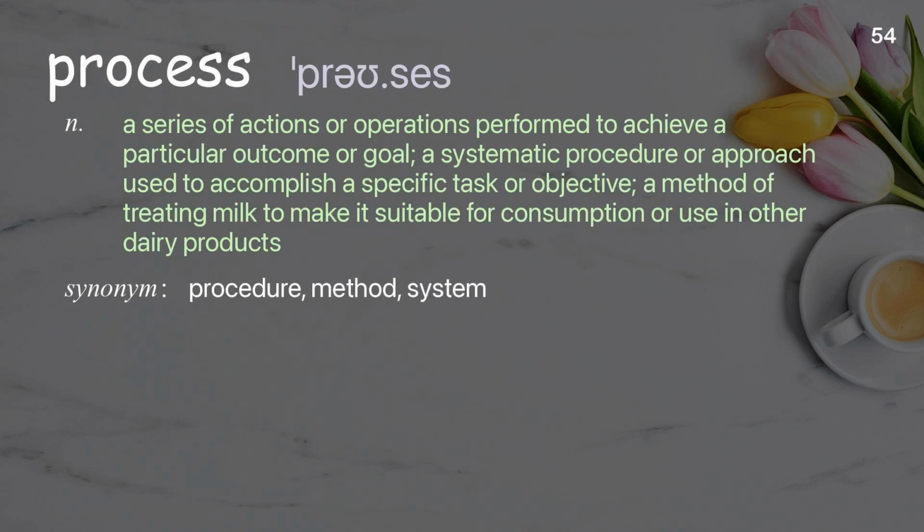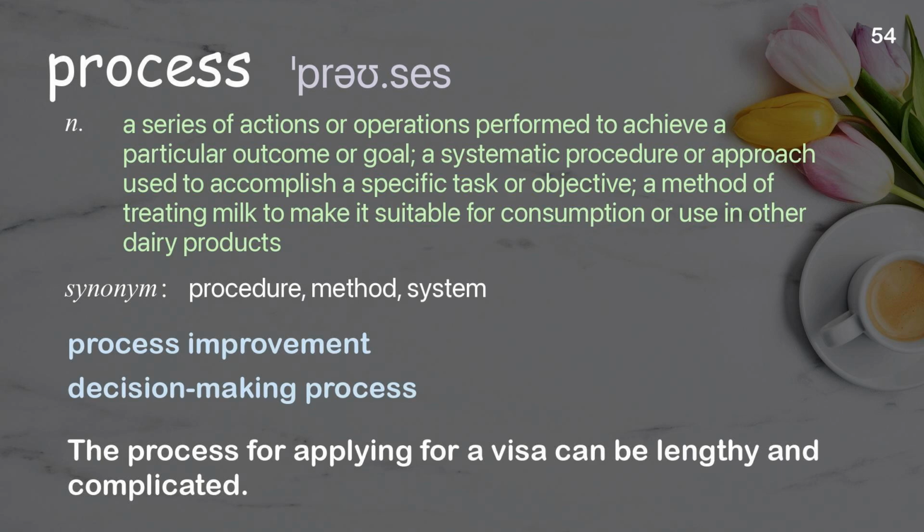Process: A series of actions or operations performed to achieve a particular outcome or goal. A systematic procedure or approach used to accomplish a specific task or objective. A method of treating milk to make it suitable for consumption or use in other dairy products. Examples: process improvement. Decision-making process. The process for applying for a visa can be lengthy and complicated.